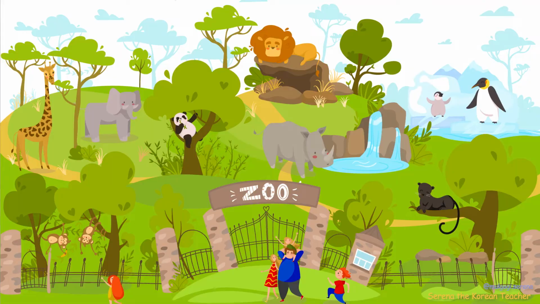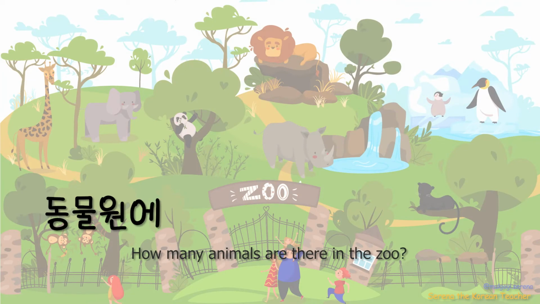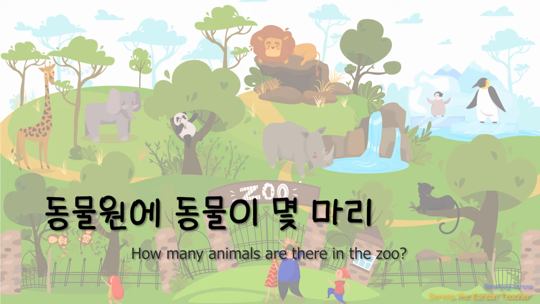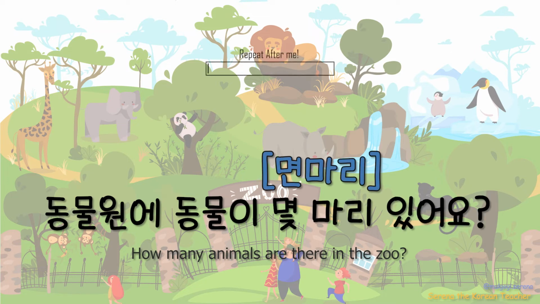Not bad, right? And what about this? How many animals are in the zoo? We just need to know how to say zoo, right? Zoo in Korean is 동물원 because 동물 is the animal, right? We learned it last lesson. 원 is a kind of location, place in Chinese. 동물원. 동물원에 동물이 몇 마리 있어요? 동물원에 동물이 몇 마리 있어요?